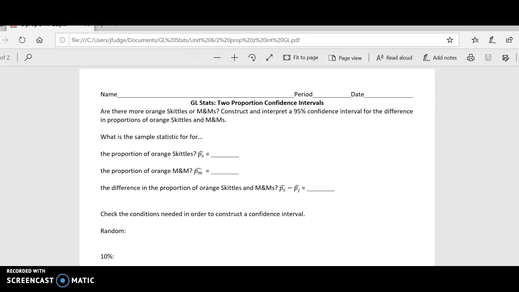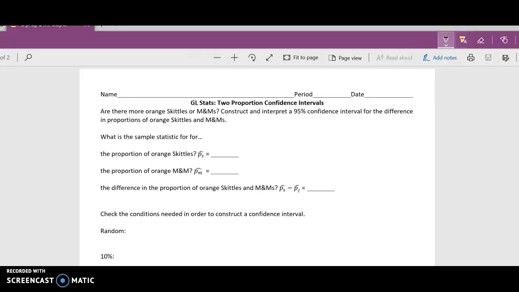So what is the sample statistic for? I don't know why 4. I think it's just a typo. Let's get this bad boy where it'll let me write.